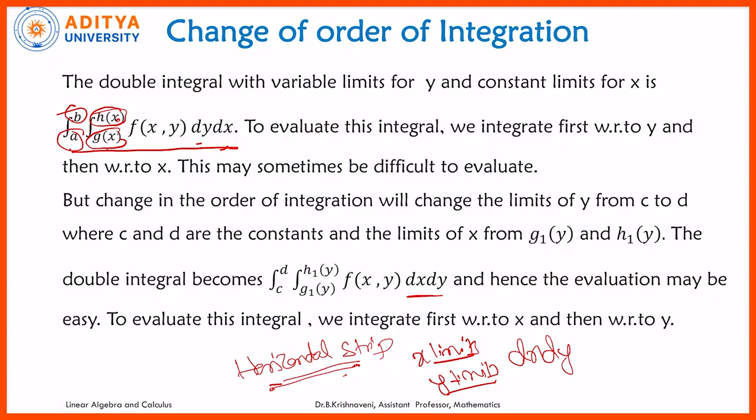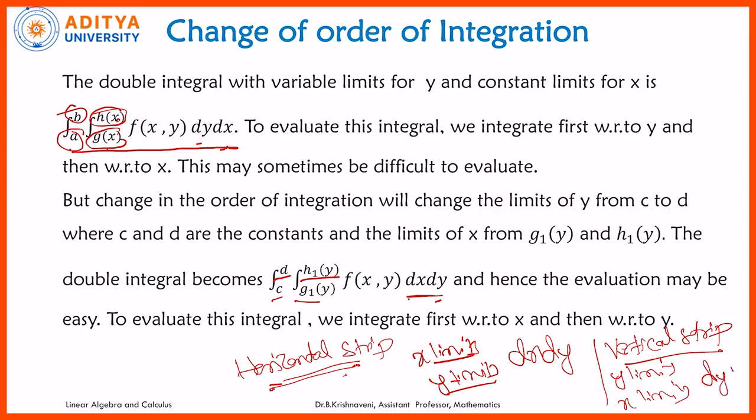Vice versa means, suppose the order dx dy is given in the question. Same, first you need to identify the region of integration bounded by these curves and the lines. Now to change the order from dx dy to dy dx, we need to consider a vertical strip. If you consider a vertical strip, you will get y limits in terms of x, x limits constants, hence the order changes to dy dx. So this is the way you have to follow to change the order either from dy dx to dx dy or dx dy to dy dx.